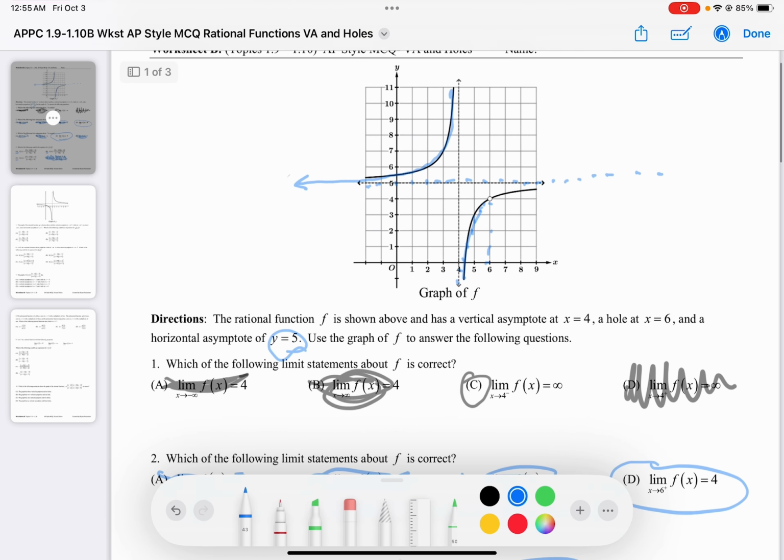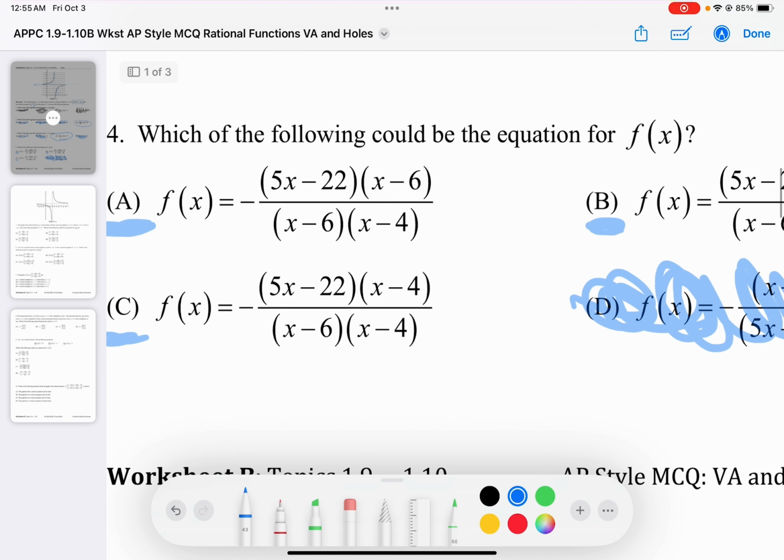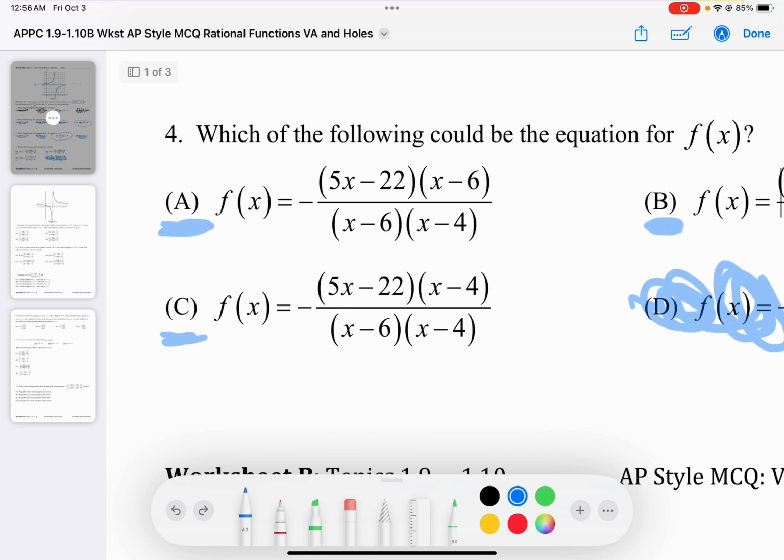All right, so what else do we know? There's a hole at x equals 6. So I need x minus 6 in the numerator and the denominator with an even multiplicity. Here that works, so A is in play. This has only x minus 6 in the denominator, that would be a vertical asymptote there. C is no longer in play.